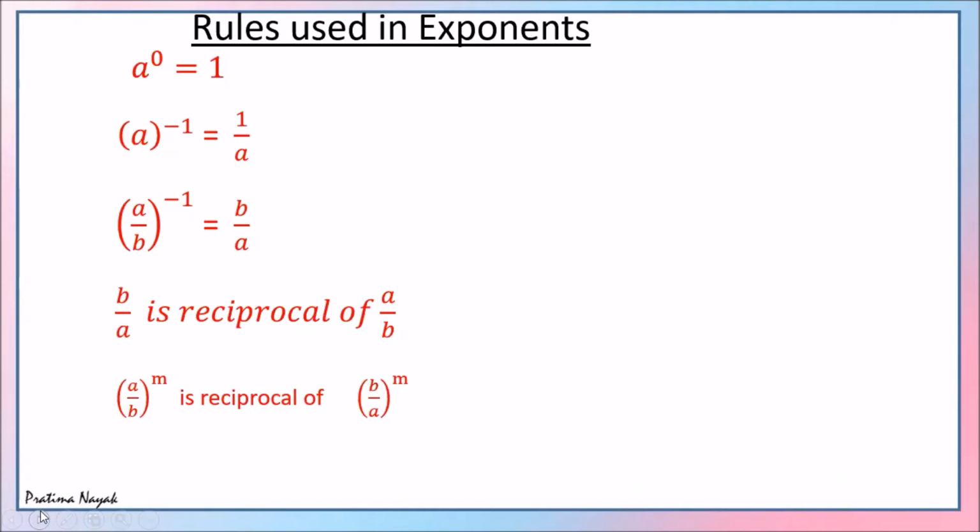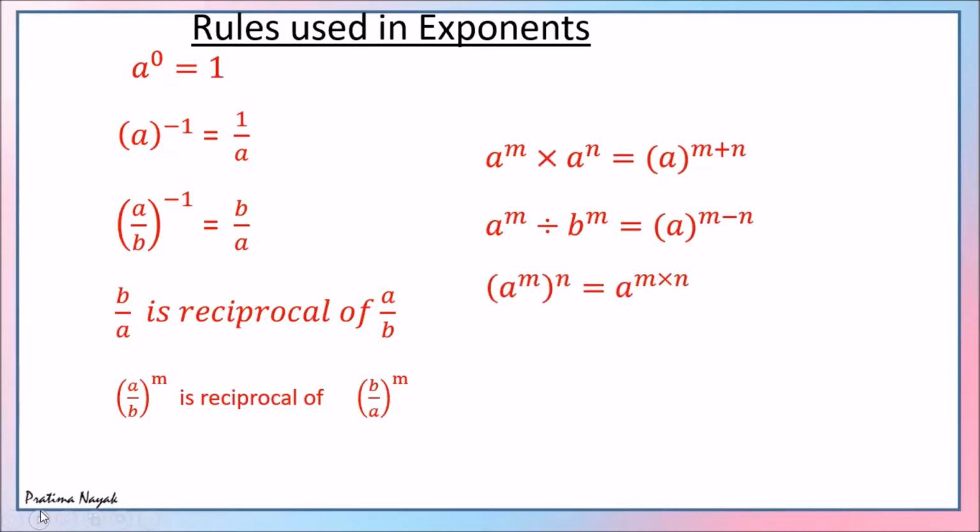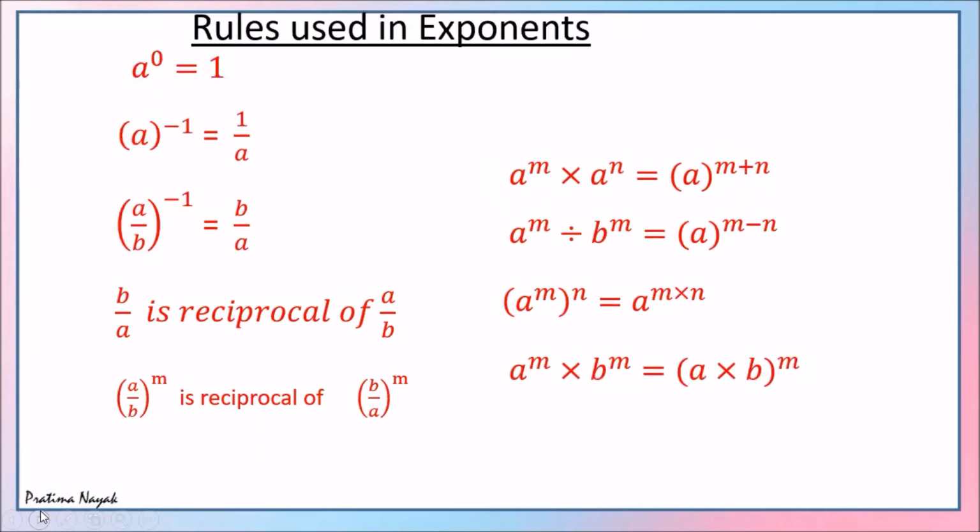You can pause the video, you can write. A raised to the power M into A raised to the power N is the same as A raised to the power M plus N, or powers are added when the same base is multiplied. Similarly, if it is divided, the powers are subtracted. And power of a power, we multiply M into N. We have already learned it. Similarly, when two bases are different but the power is the same, we can multiply the bases and the power can be written.